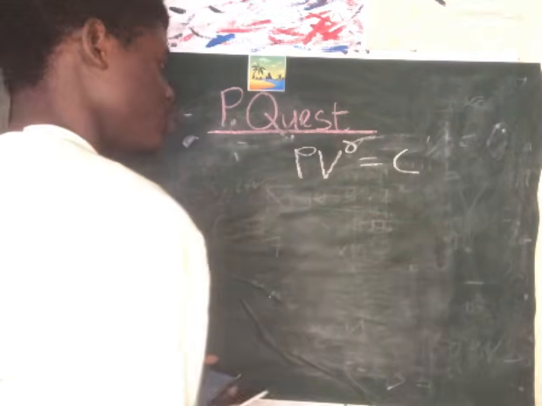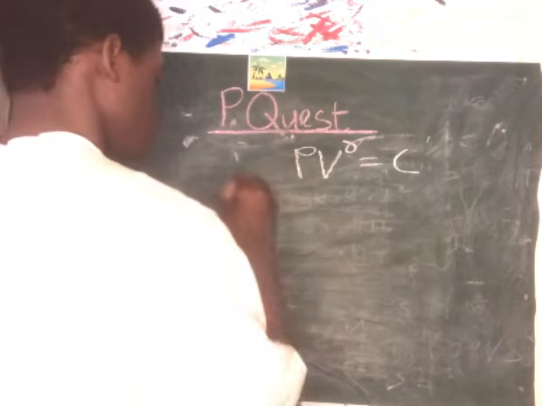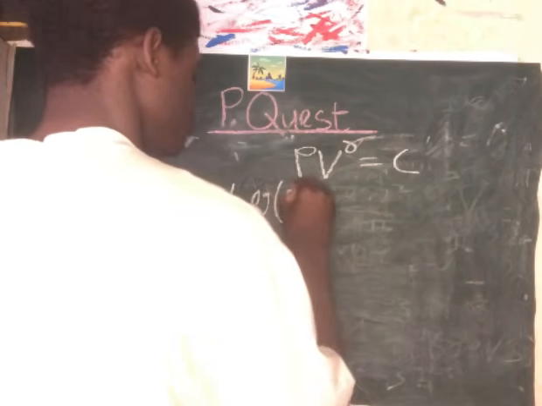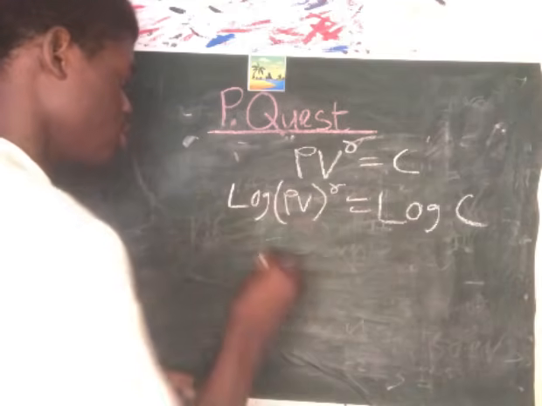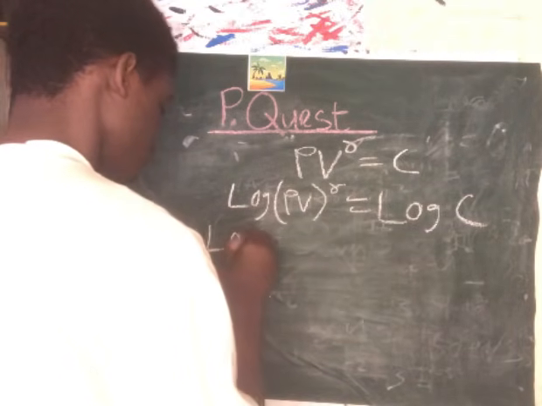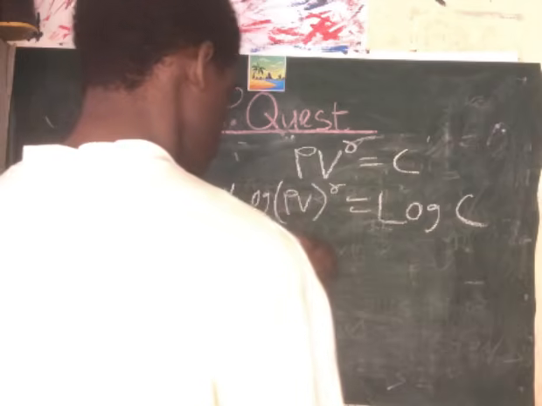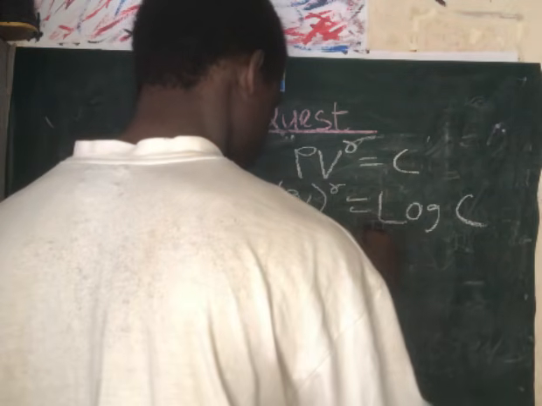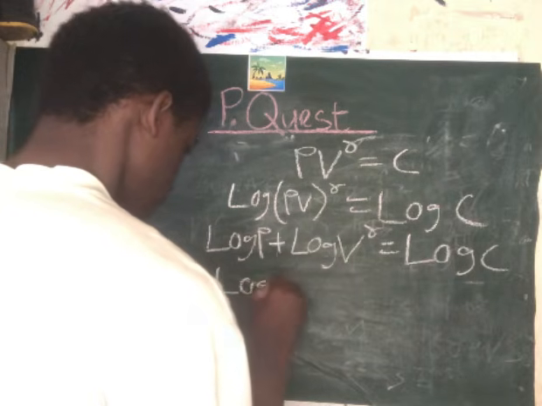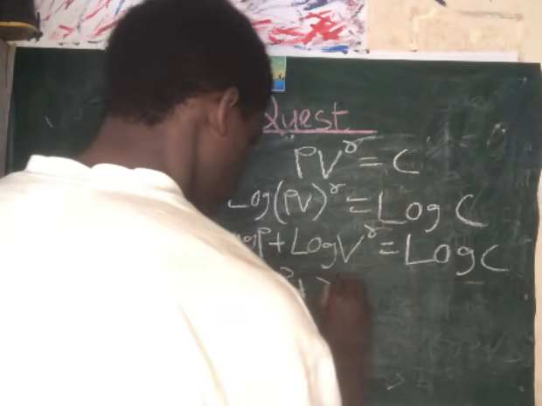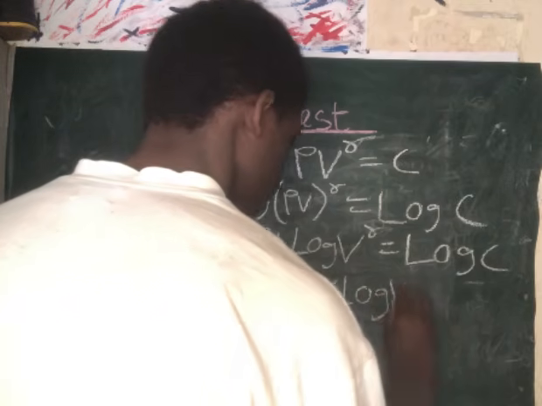We'll just do what we did in the other question. We'll log everything. That's log of PV raised to the power gamma is equal to log C. Then we open the bracket, that's log P plus log V raised to the power gamma is equal to log C. So we can also represent this as log P plus gamma log V is equal to log C.